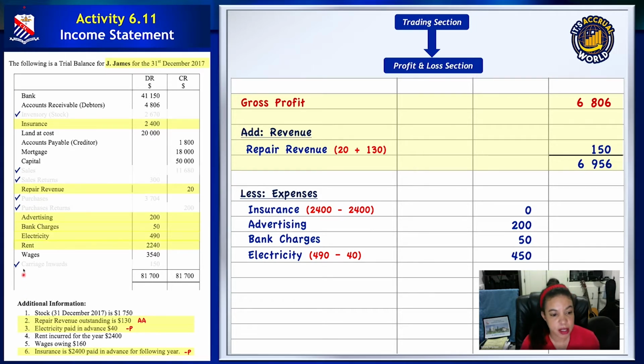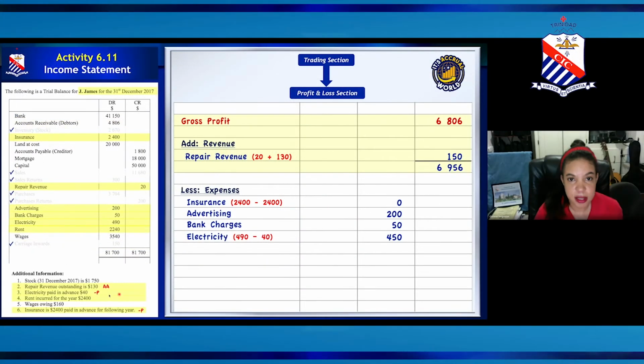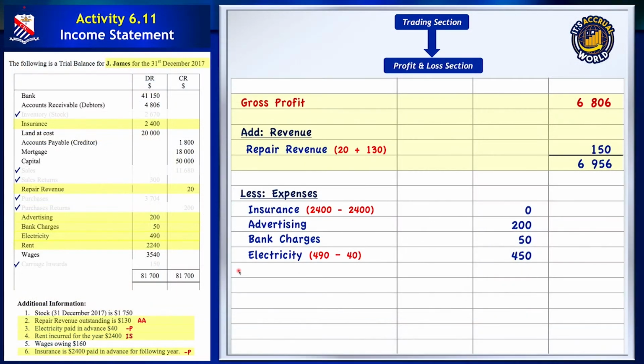Rent is an expense. You go down in your notes and you look for anything to do with rent. Rent incurred for the year. This note number 4 is not giving you the accrual or the prepayment. This one actually gave you the amount that goes into the income statement. Because remember, what goes into the income statement? The expense incurred. So once you see rent incurred, it means that is the figure that is going to go into your income statement.